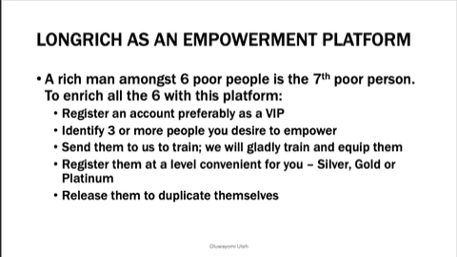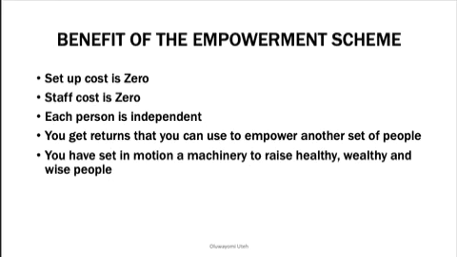So a rich man among six poor people is the seventh poor person. So Longrich is saying, don't look for how to eat alone and die alone. Register people, empower people, train people. So if you have the fund, you can set up an empowerment scheme. And I'll be glad to work with you and train people to release them to become financially independent people.